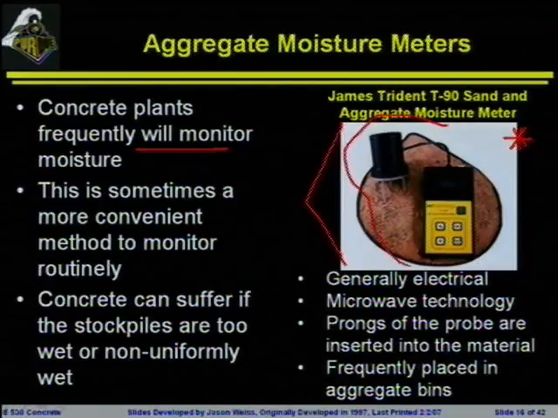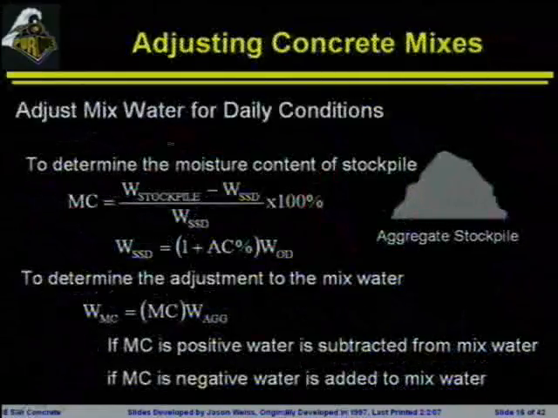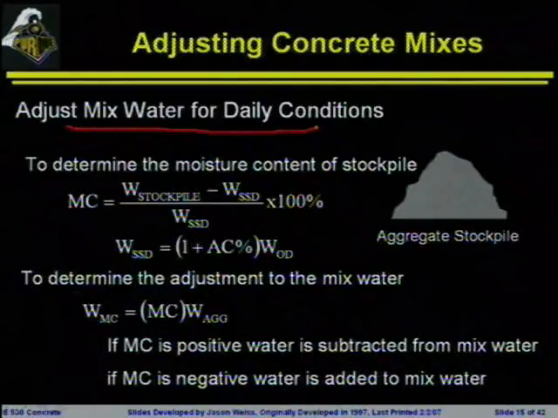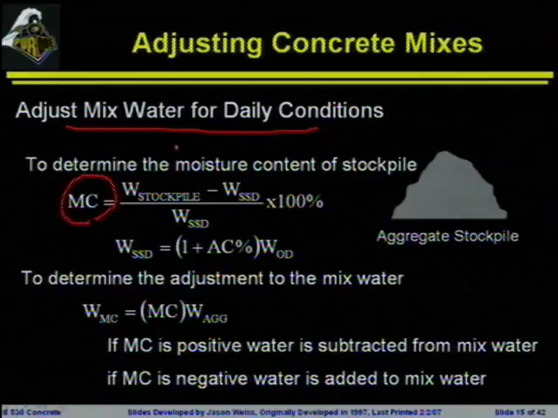This is a little handheld one that James Instruments produces that you could go out and jab into your sand and get a pretty quick measurement. As mentioned, to adjust for concrete mixtures, people are going to do daily corrections. They want to determine the moisture content, simply the stockpile moisture minus the SSD over the SSD. So they could get this and do adjustments for their mixed water.